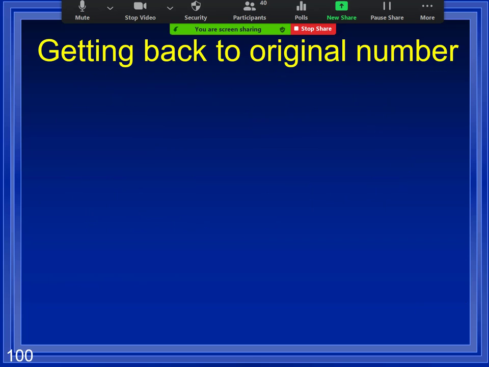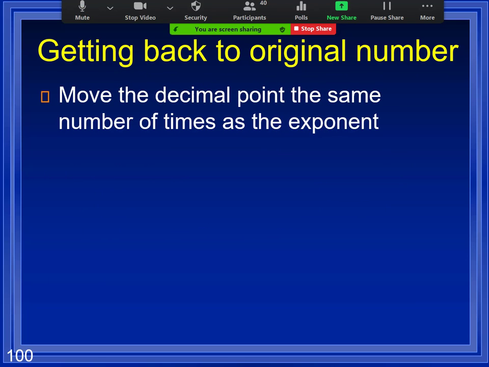Getting back to the original number, just move the decimal point the same number of times as the exponent. Okay? So if you've got an exponent of 8, you're going to move it 8 times. You have to decide which way to move it. And my math teacher taught me left and right, but I prefer big and small.